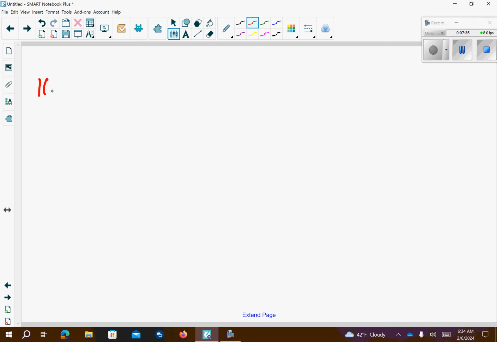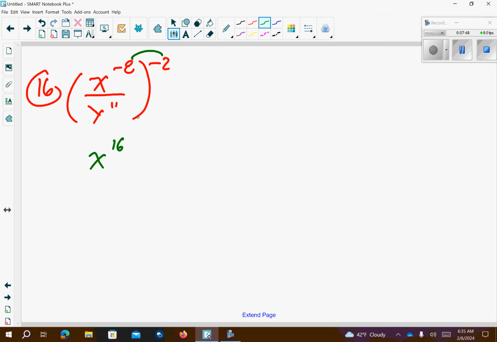Number 16 says we have 8x to the negative 8, y to the 11th, all raised to the negative 2. Let's take care of negative times negative is positive. Negative times positive is negative. Then we want to move this part up. So I'm going to get x to the 16, y to the 22nd.